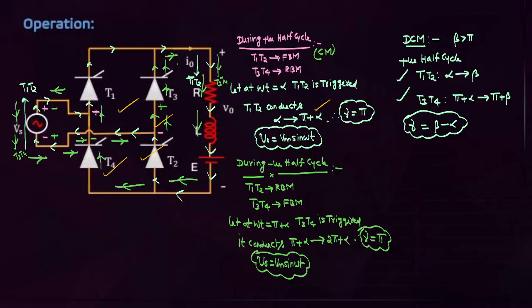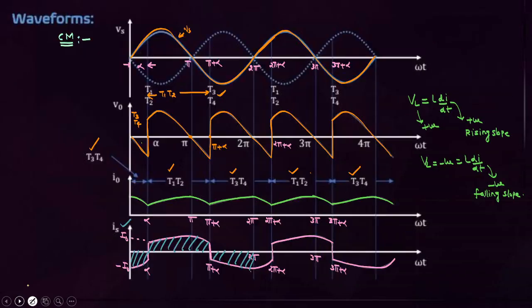T1, T2 conduct from alpha to pi plus alpha. T3, T4 conduct from pi plus alpha to 2 pi plus alpha. Then each SCR conduction angle is pi. If it is a discontinuous mode, I already gave this statement, students: unless otherwise specified, for a full wave rectifier with inductive loads, always take the continuous mode. If they specify discontinuous mode, then only you take the discontinuous. In discontinuous mode of operation, T1, T2 conduct from alpha to beta, T3, T4 conduct from pi plus alpha to pi plus beta, then the SCR conduction angle is beta minus alpha. But here, in continuous mode, each SCR conduction angle is pi. That you have to concentrate.